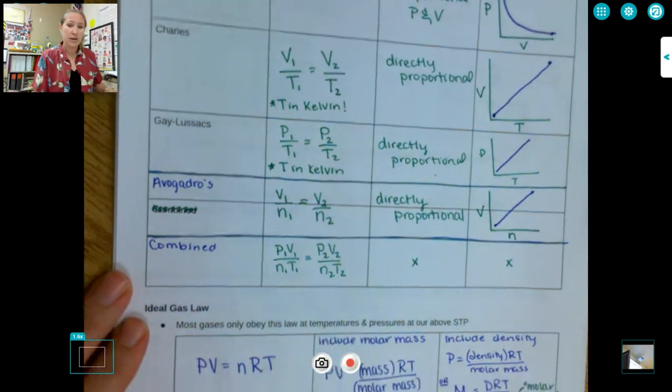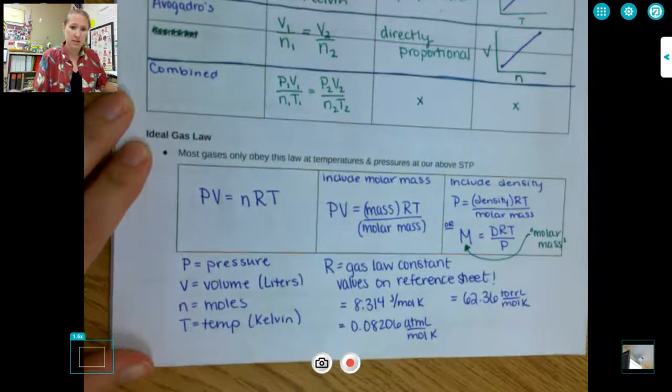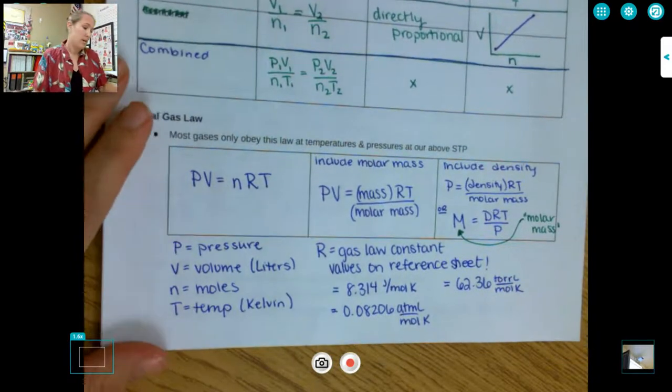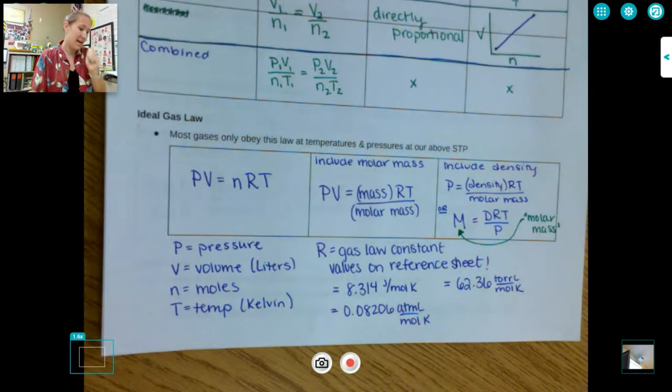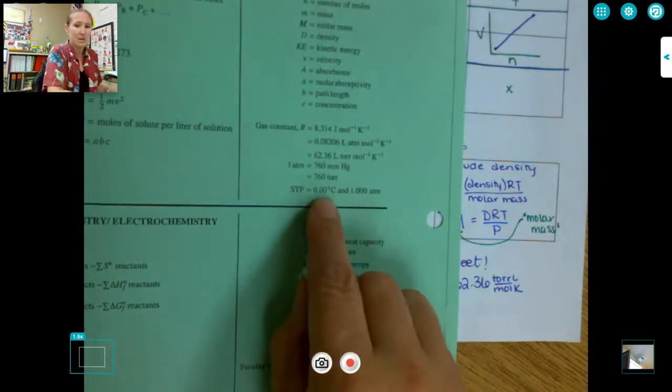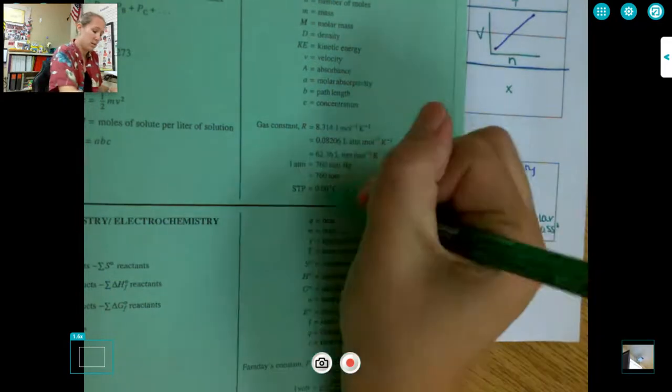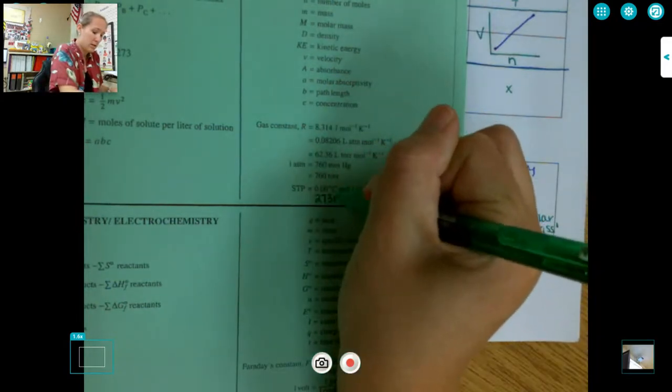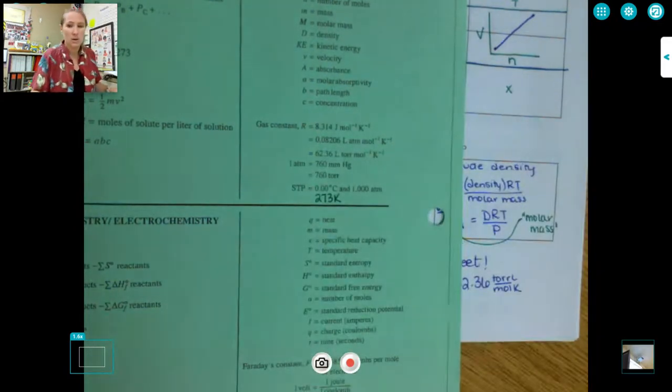All right, further on to review, we have our ideal gas law, which is PIV-NERT. Most gases only obey this law at temperatures and pressures that are at or above standard temperature and pressure. Remember that STP, which is also in your green sheets, is 0 degrees Celsius. Remember that is 273 Kelvin and 1 atmosphere.